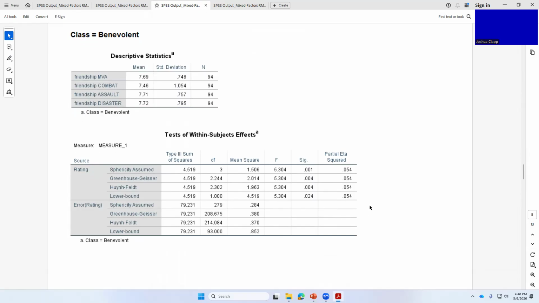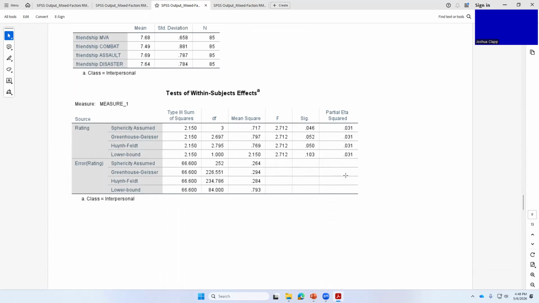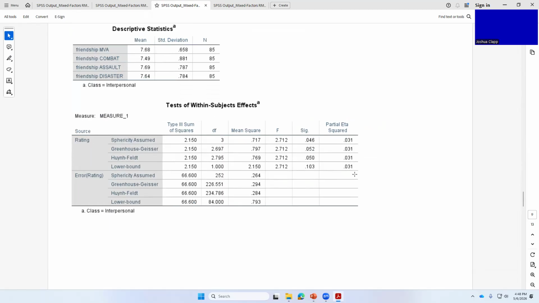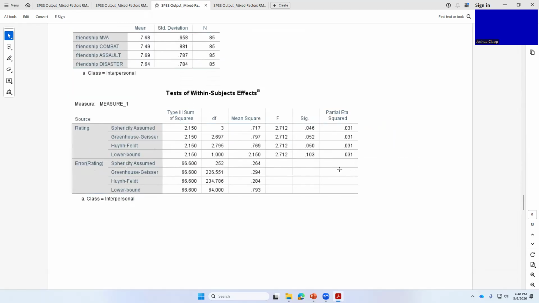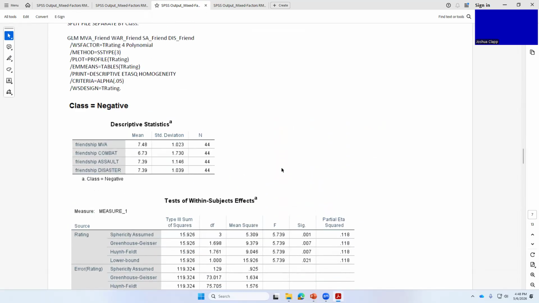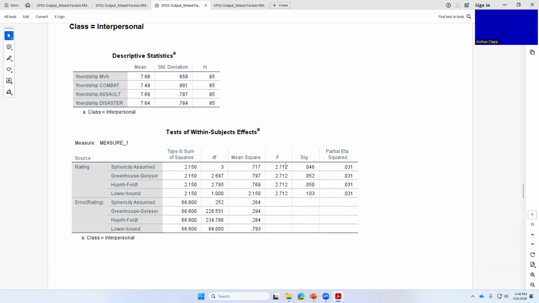Okay. And then for my second one, my interpersonal class, do the same thing, run the same calculations. Oh, there's my negative. All right. So run this for my negative, my benevolent, and my interpersonal. SPSS won't do this for you. You have to crank it out by hand, but that's fine. You've got the formulas, and so long as you know where you're pulling stuff from, it should go pretty quickly.